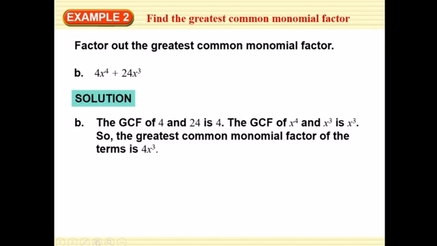Alright, so the greatest common factor between 4 and 24 is 4. Greatest common factor is going to be x cubed between x to the 4th and x cubed. So the greatest common factor, the greatest common monomial is 4x cubed. So I undistribute a 4x cubed, which means I'm dividing each term, and then I'm putting that 4x cubed out front, which that would result in x plus 6.